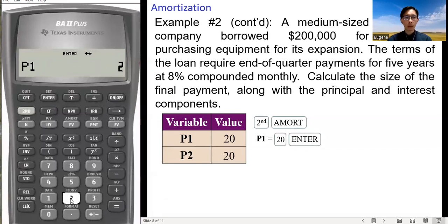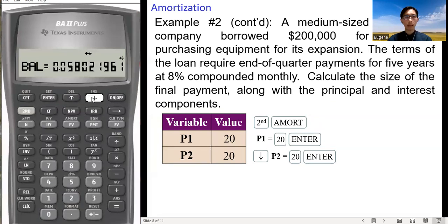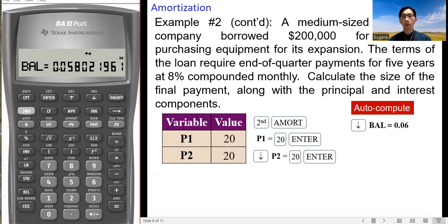Key in 20 for P1. And then again, 20 for P2. Plus the down arrow to get BAL. The value of BAL should be 0. But now the balance is 0.06. Plus the down arrow to get the PRN and the INT.